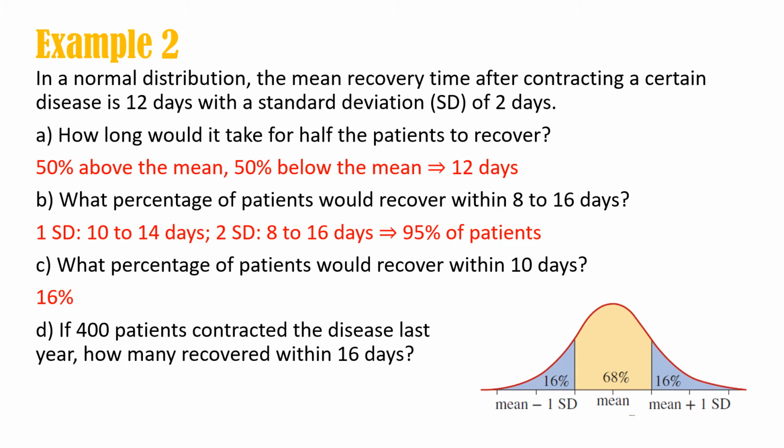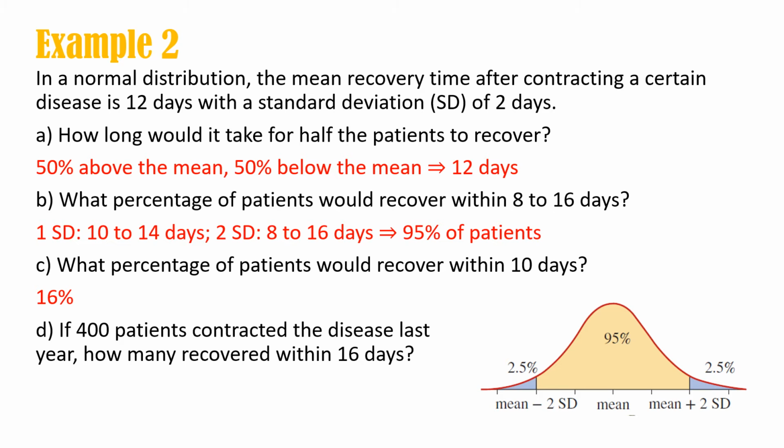If we've got 400 patients who have contracted the disease last year, how many would have recovered within 16 days? Now, our 8 to 16 days, that was 2 standard deviations. So let's change the diagram to represent our 2 standard deviations. We've got our 95% in the middle, but the question says how many have recovered within 16 days. So that bit in the middle is just 8 to 16 days, but I want those people as well who are less than 8 days.